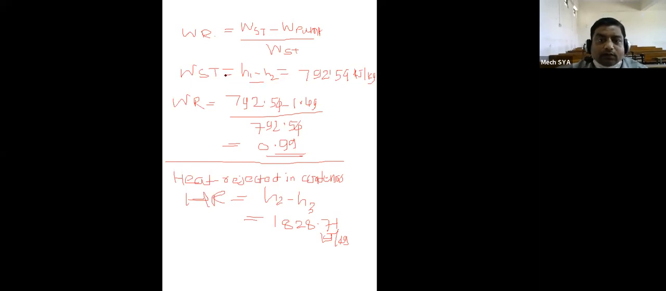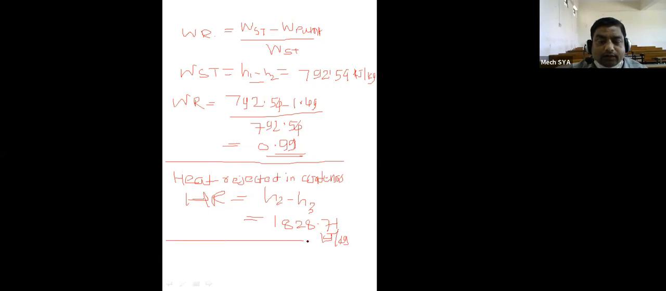Then work ratio will become what? W steam turbine minus W pump divided by W steam turbine, and is equal to 0.99. Okay. Then heat rejected in condenser, HR, is equal to H2 minus H3 and is equal to 1828.71 kilojoule per kg. So H2 we got, H3 we got, and it's 1828.71.